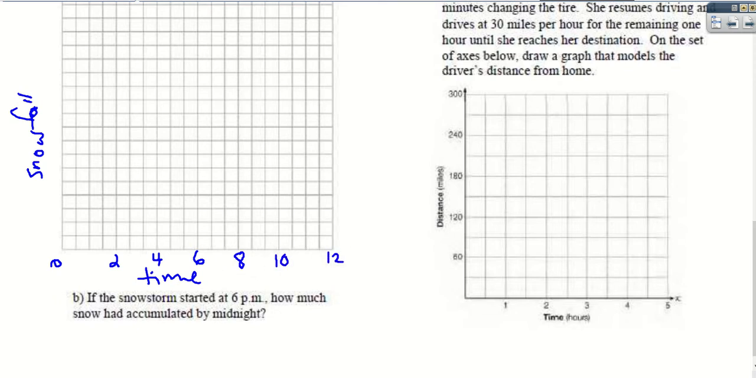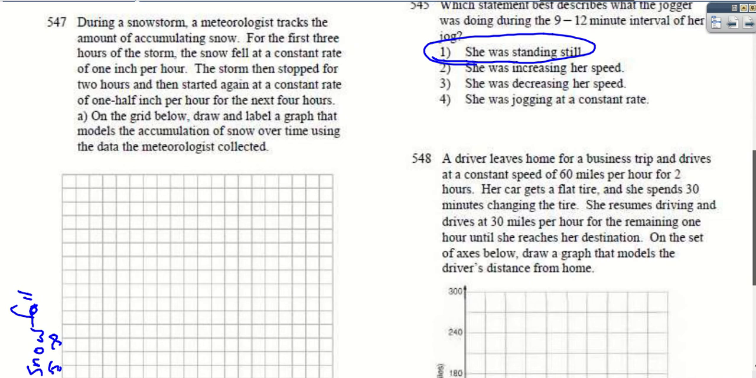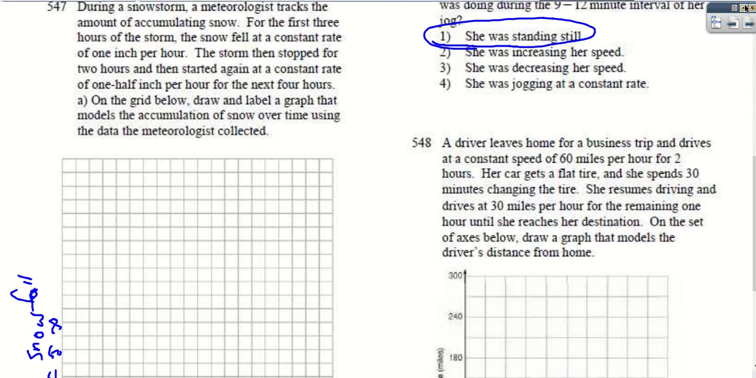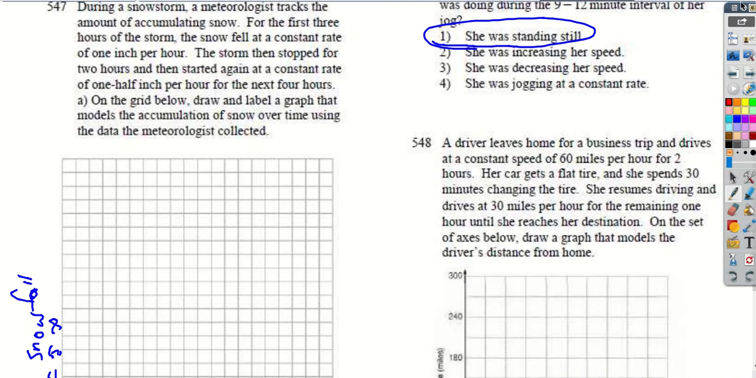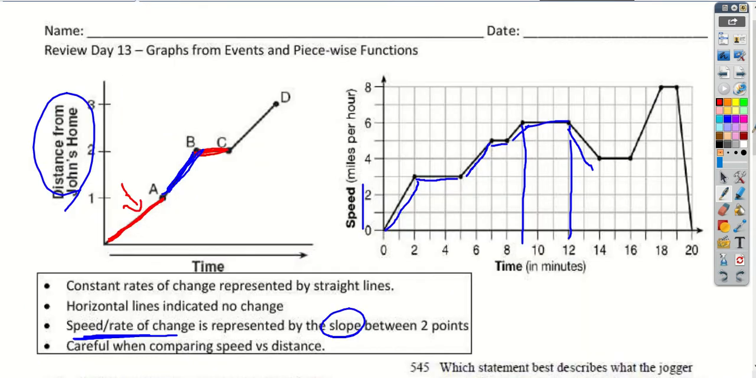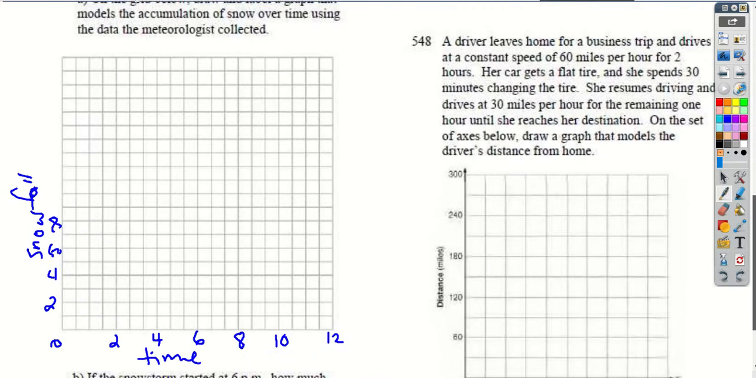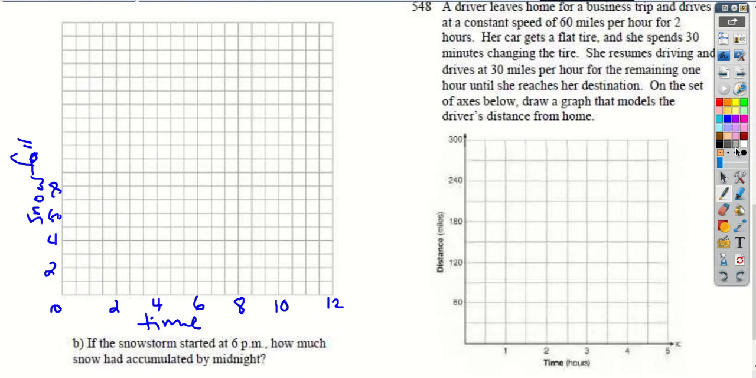And then the snowfall, if you want to go every other one too, so this is 2, there's 4, 6, 8. As we're reading the question, we can see for the first 3 hours, the storm fell at a constant rate of 1 inch per hour. So every hour we gained 1 inch. So for the first hour, which is right here, we gained 1 inch. There's 1. The second hour we're at 2 inches. Third hour we're at 3 inches.